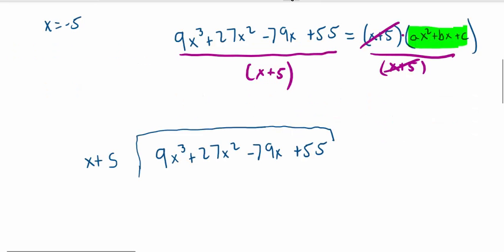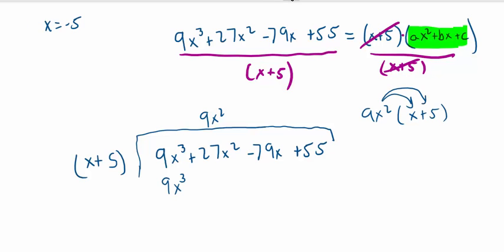So that process involves writing something here that when multiplied by the factor x plus 5, the first term would give 9x cubed. So that would be 9x squared, and when you multiply 9x squared by the factor x plus 5, you would indeed get your 9x cubed, you would get 45x squared, and the process involves you subtracting that. 9x cubed subtract 9x cubed gives you 0. Then you have 27x squared subtract 45x squared. That gives you -18x squared. Then the process has you bringing down the next term of -79x, and then you repeat the process.